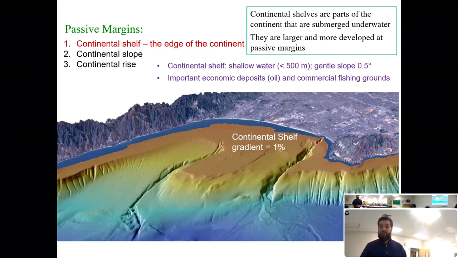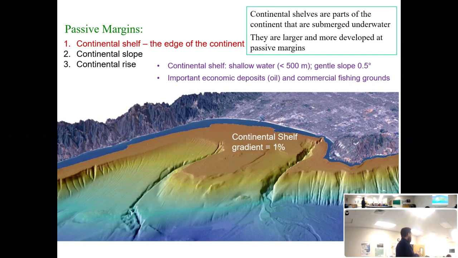Now, let's talk a little bit about these kinds of margins, continental margins. Whether they're passive or active, we call them continental shelves, right? Continental shelves are the part of the continents that just happen to be underwater. So if you go off the coast of, say, Texas, and you start digging down, what are you going to find? You're just going to find continental crust. Does that make sense?